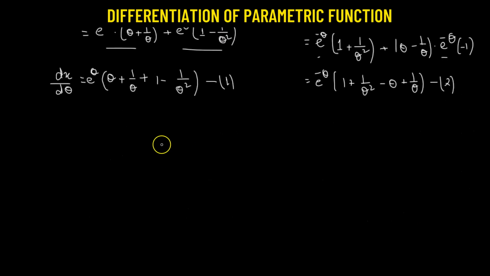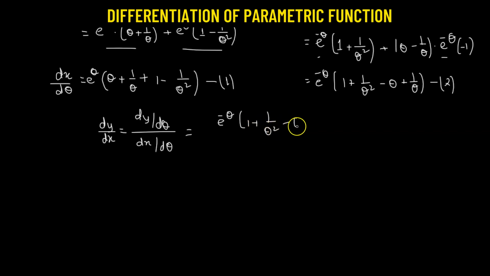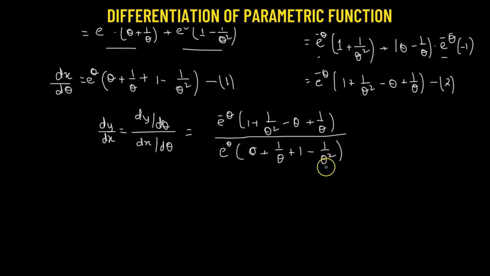Now our final task will be to obtain the value of the derivative of y with respect to x. All you have to do is take the derivative of y with respect to theta and divide it by the derivative of x with respect to theta. This gives us e raised to the power of negative theta. So this is obtained from equation number 2. So we have 1 plus 1 over theta squared minus theta plus 1 over theta, whole divided by e raised to the power of positive theta multiplied by theta plus 1 over theta plus 1 minus 1 over theta squared. Right. So what we'll do is multiply both numerator and denominator by theta squared.